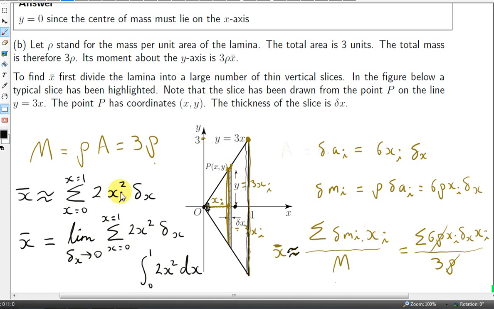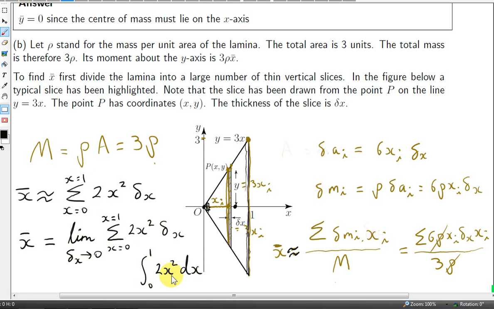I could have shown it here, but I can't because it's not consistent with this notation. We're not summing over i here, we're summing from x equals 0 to 1. So we can't have a subscript here. But we have to change the notation to this so that we can introduce the idea of the integral.